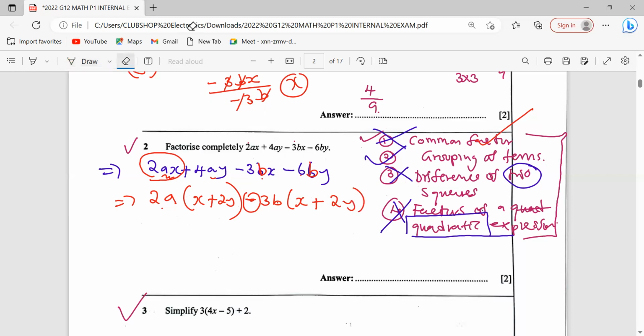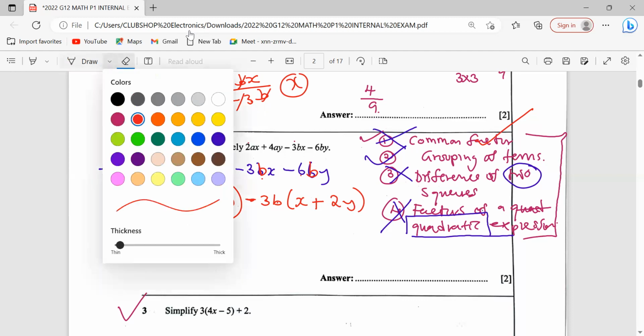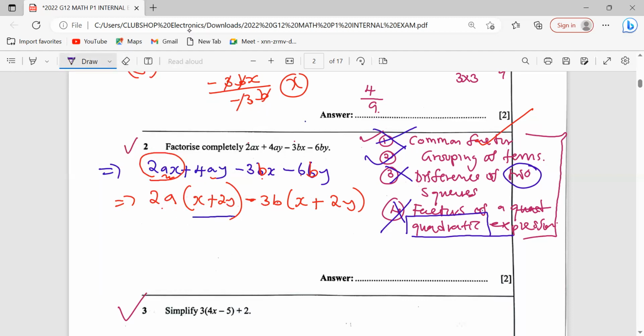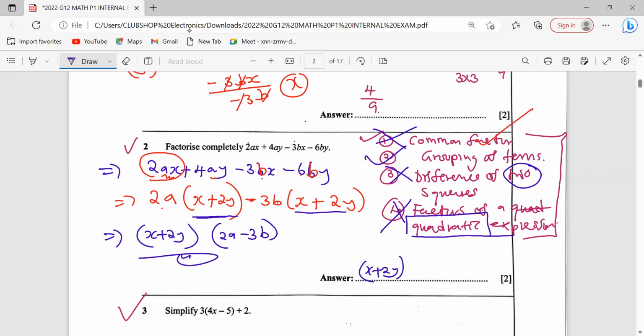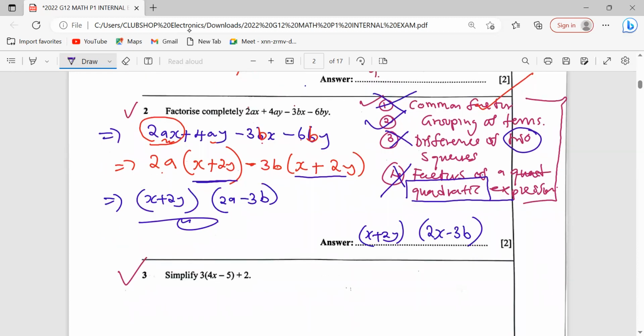You will now compare what is in the brackets. There's x plus 2y, x plus 2y. You can even celebrate because you're about to get the answer and get what is common, which is x plus 2y. Then these other two, you marry them again. So you've got 2a minus 3b as your answer here. So you write here x plus 2y, 2x minus 3b.